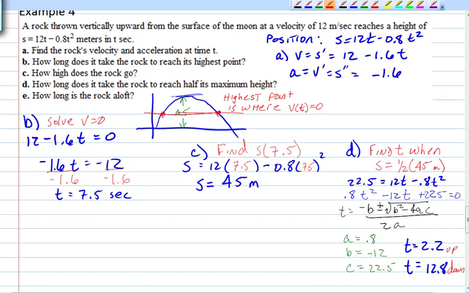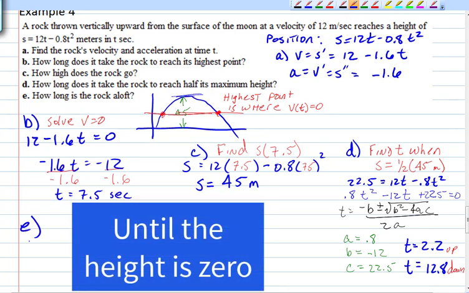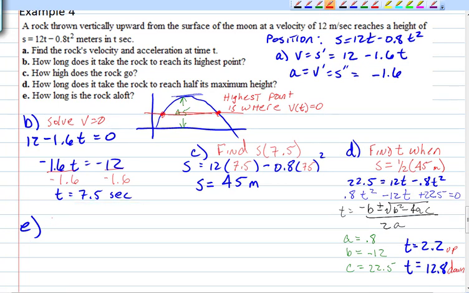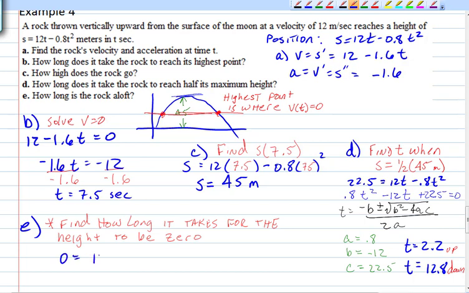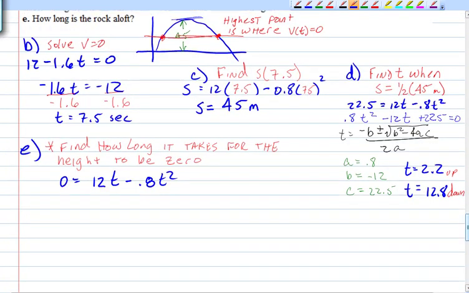Part E says, how long is the rock aloft? How do we determine how long the rock is aloft? You didn't need calculus for that one. This one you could have done with algebra. So we're going to solve 0 equals 12t minus 0.8t squared. What's the first thing we need to do here? Right, factor out a t. Good job.